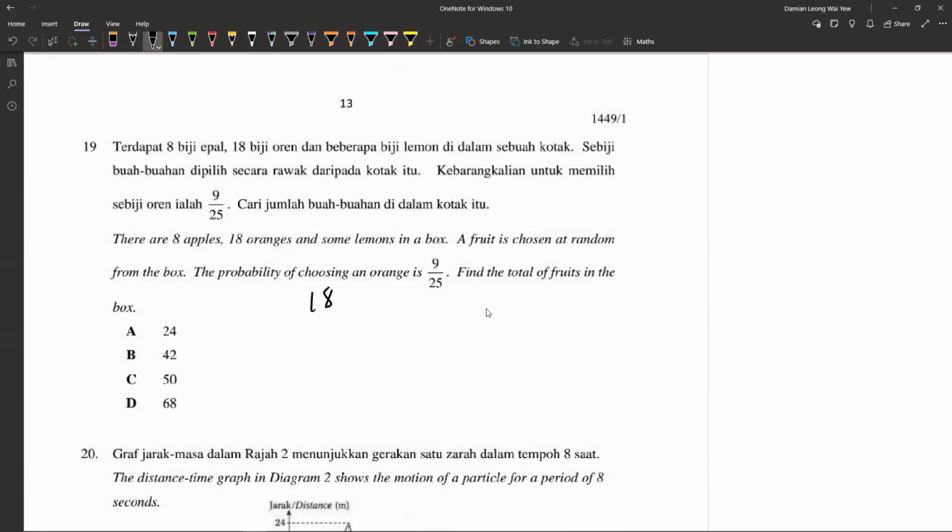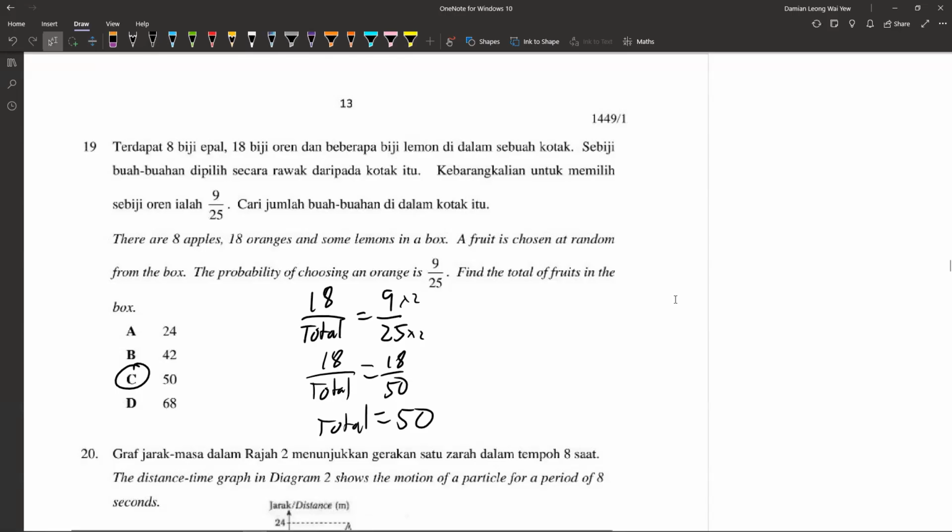So 18 oranges over the total number of fruits would equal 9 over 25. Yeah, I can just change this to 18 times 2 times 2. 18 over 50 is 18 over the total. So means total should be 50. Yeah, top the same, bottom must be the same. So answer would be C. That's it. Yeah, I don't even need to use any of the other information.